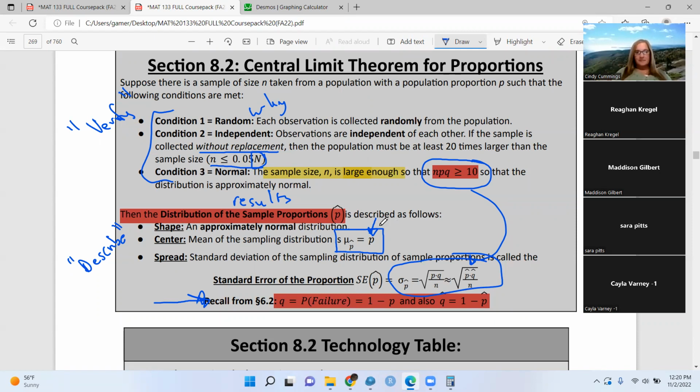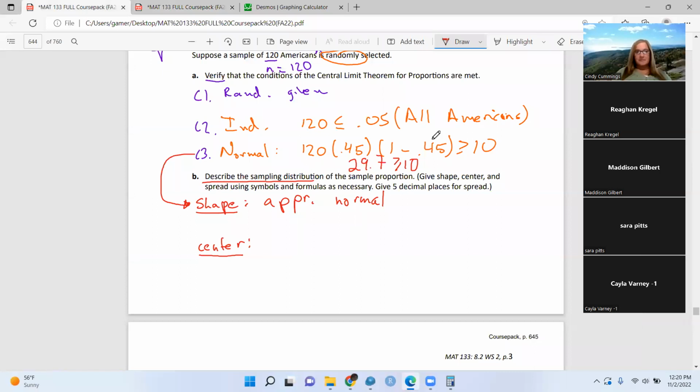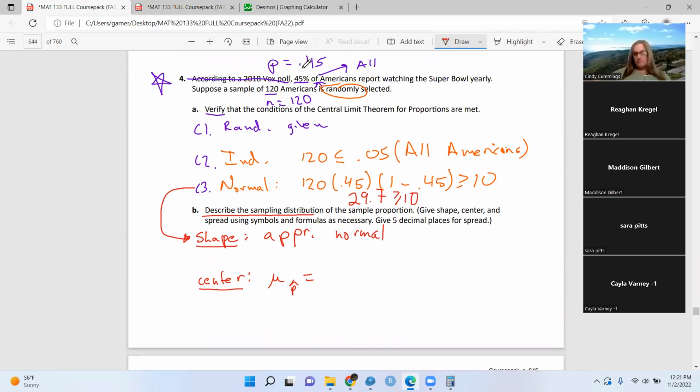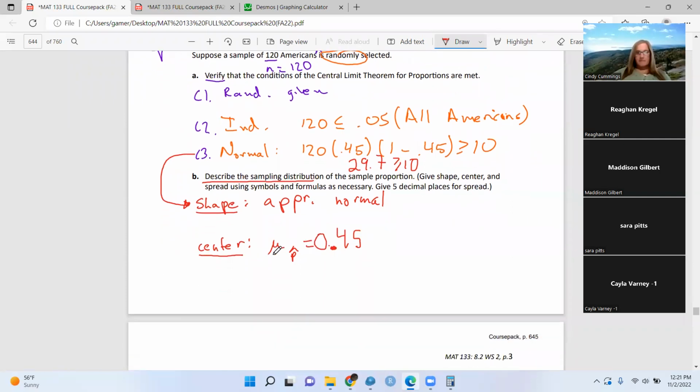So yeah, you're right. Those two are connected. I do want to see you write mu p hat here. So the mean of the proportions, and that's always equal to whatever was stated for P. In this case it is 0.45. You don't have to put the 0, but the nursing department wants you to.